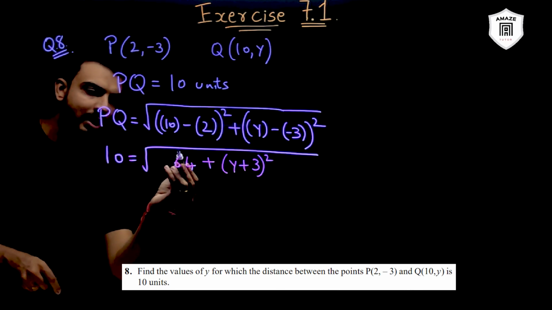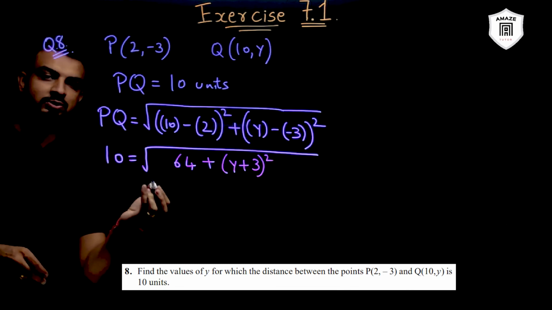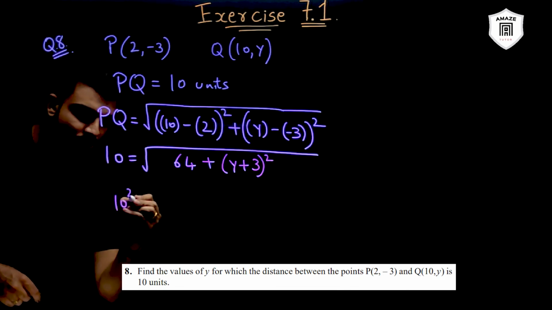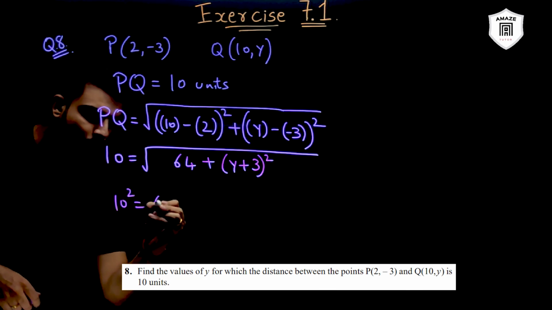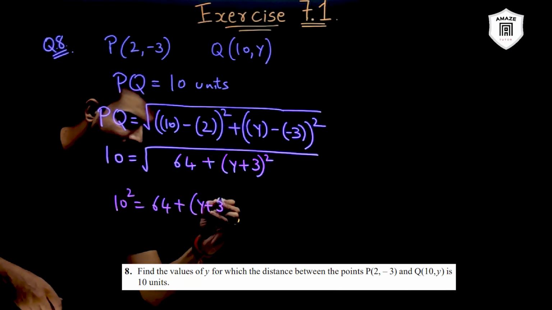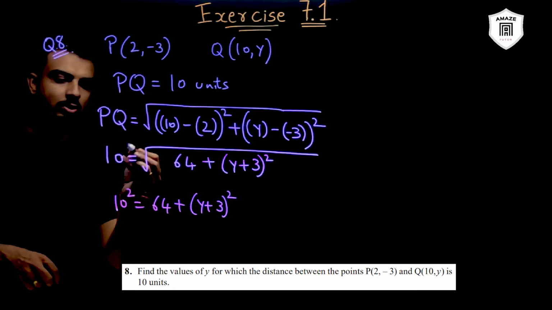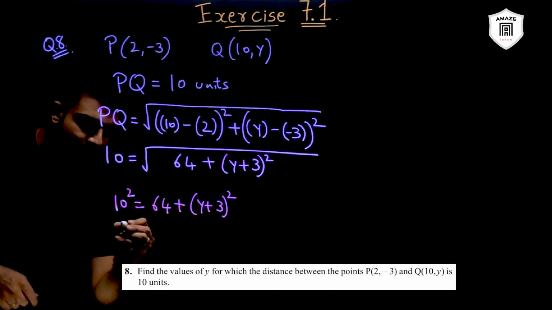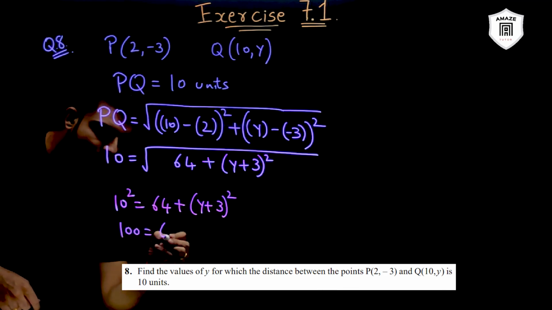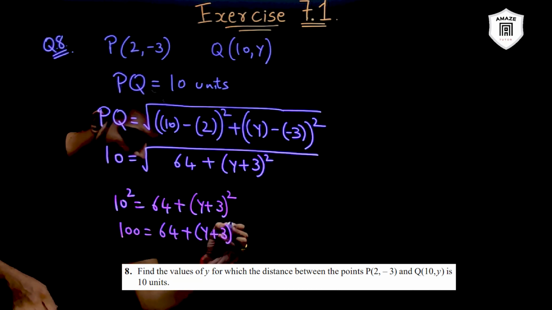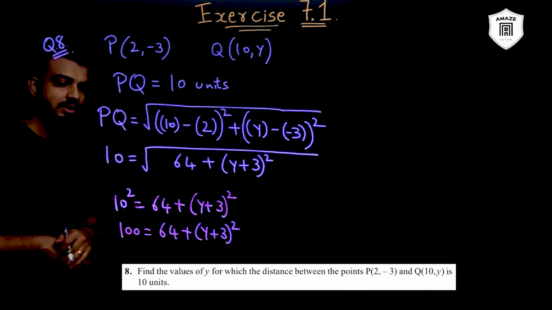Now this square root will come on this side. So if square root comes on this side, it becomes square, right? So it will be 10 square equals 64 plus y plus 3 the whole square. I have just taken square root on this side, so it becomes square. So 10 square is 100 equals 64 plus y plus 3 the whole square, right?